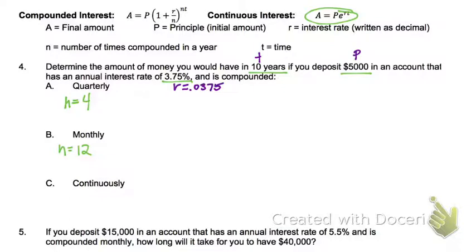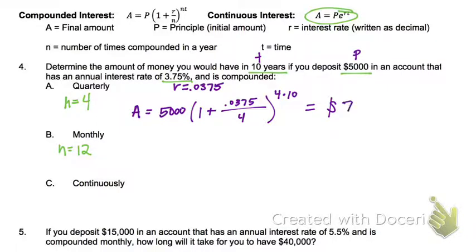And so the formula would be A equals 5,000 times (1 plus R over N), so 0.0375. Compounded quarterly, N would be 4 times a year. And then to the 4 times 10, to the 40th power. And you can just type that in your calculator. Use the parentheses, or you can do the inside. But you should end up getting, you can test this on your calculator, make sure that it works, $7,262.26.